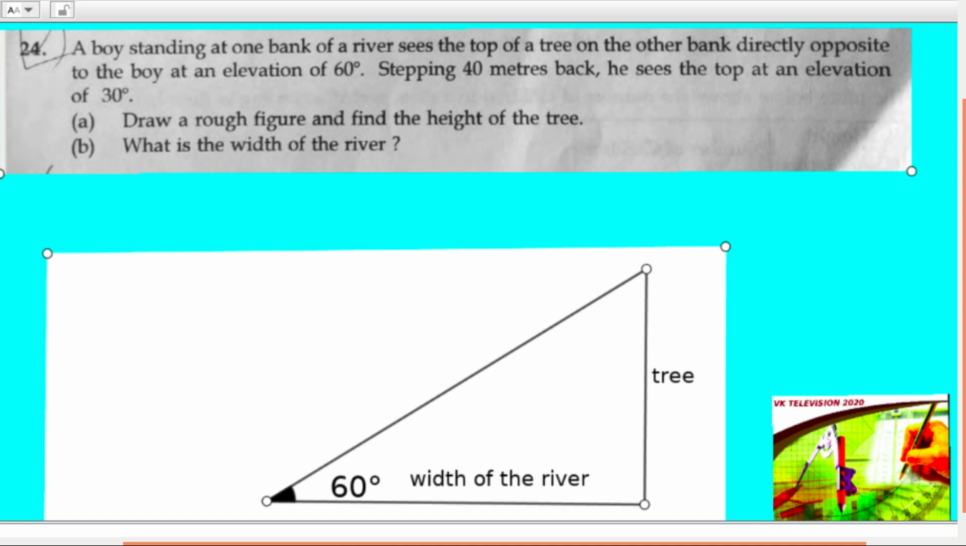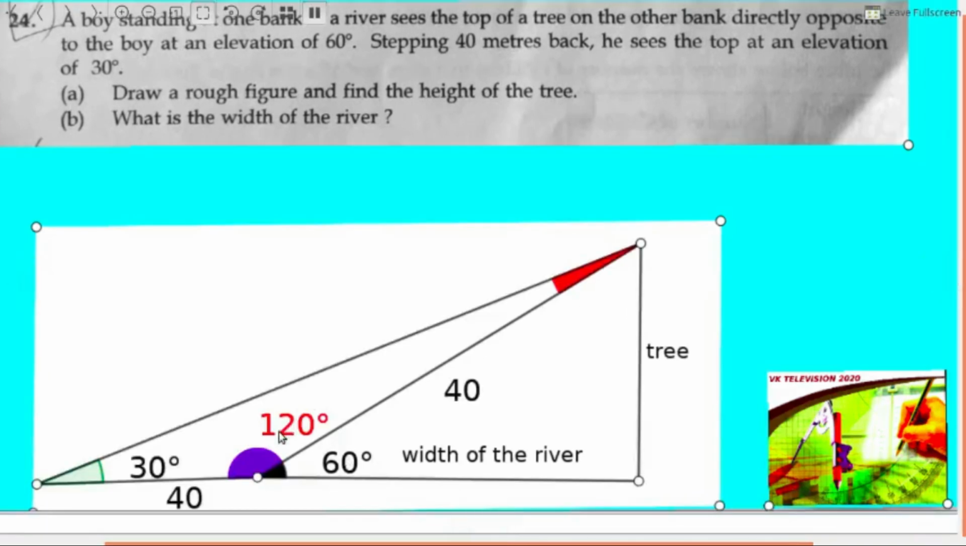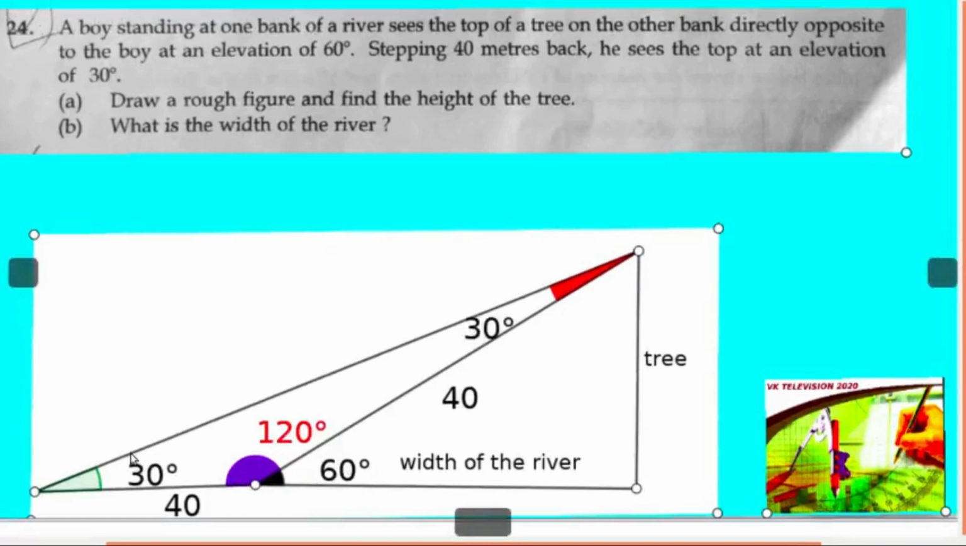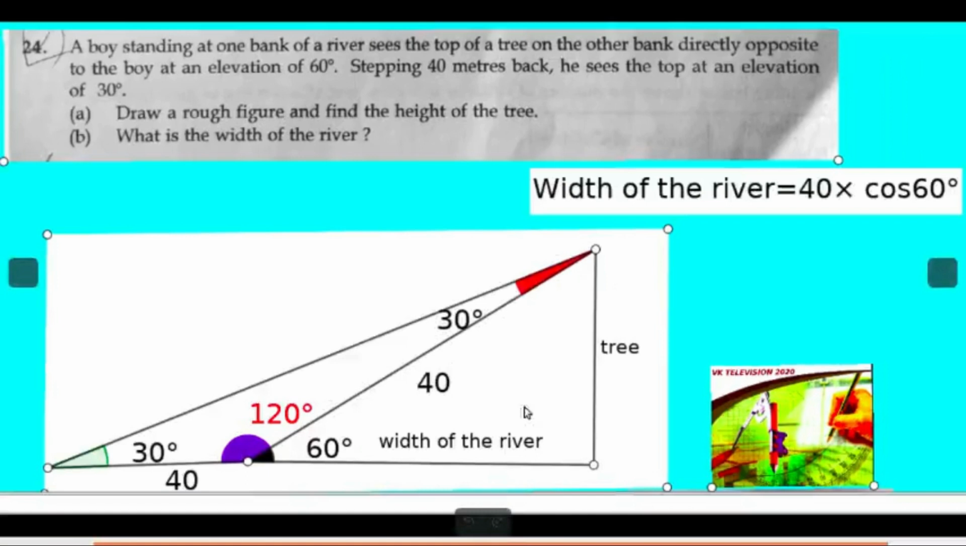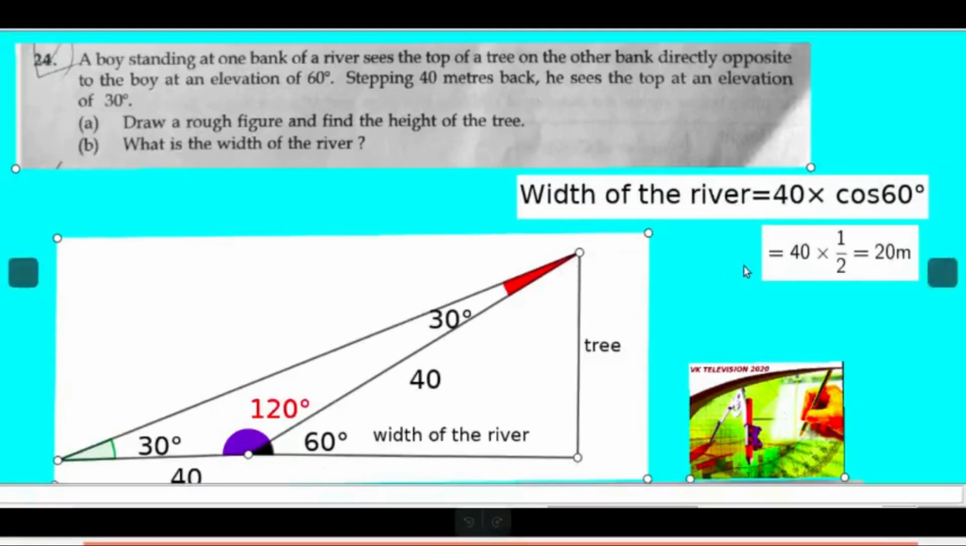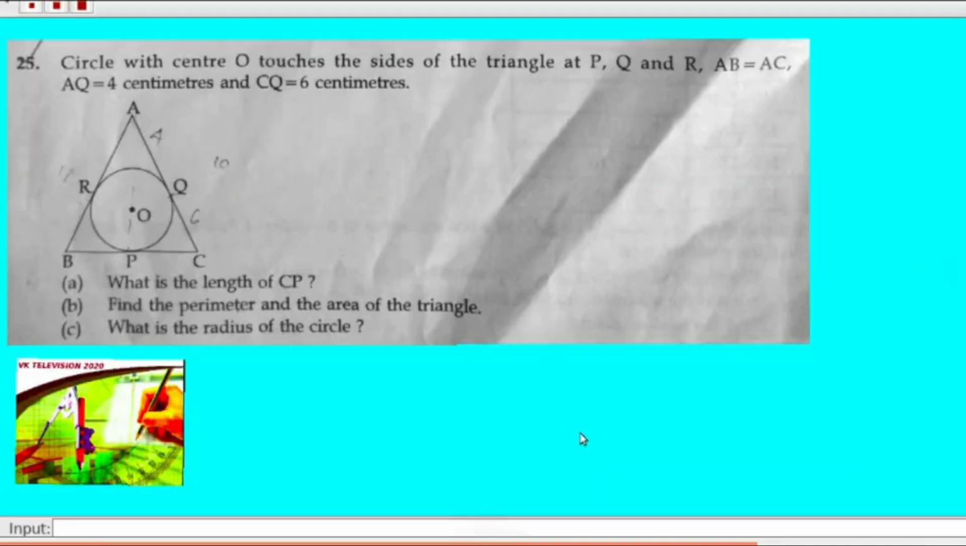Okay, we first draw a rough figure. Here the angle is 60 degrees, here the angle is 60 degrees, so this angle is 120 degrees. Since the sum of these 3 angles is equal to 180, this angle is 30 degrees. Now these 2 sides are equal because the base angles are equal, so this length is 40. Now the width of the river is equal to this side, which is 40 into cos 60, that is 40 into 1 by 2, which is equal to 20 meters. So the width of the river is 20 meters.